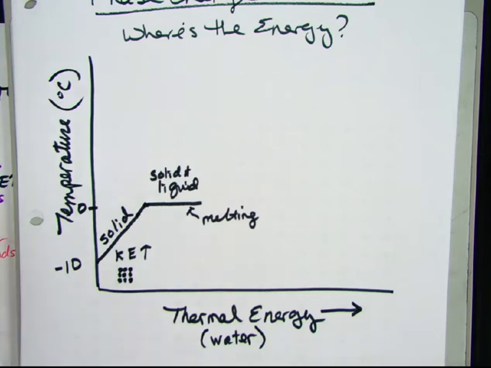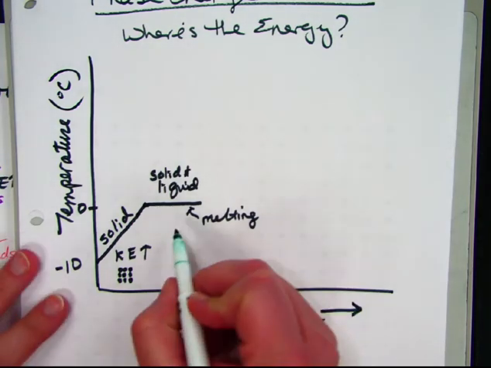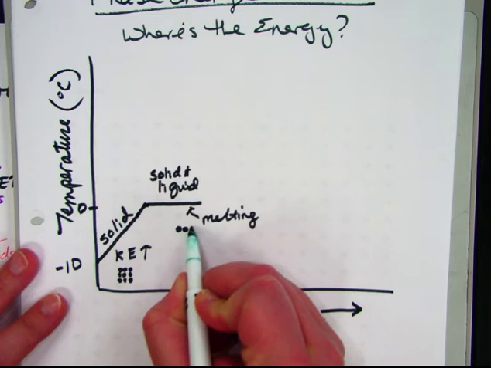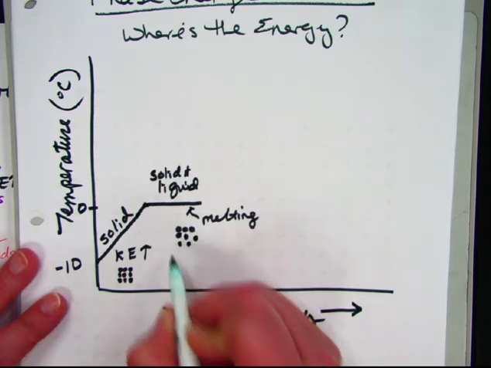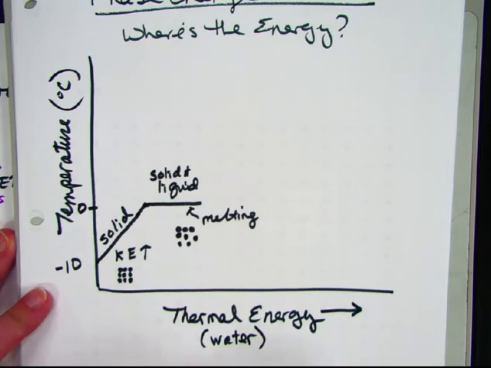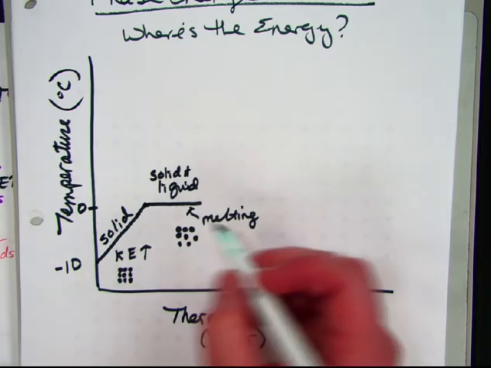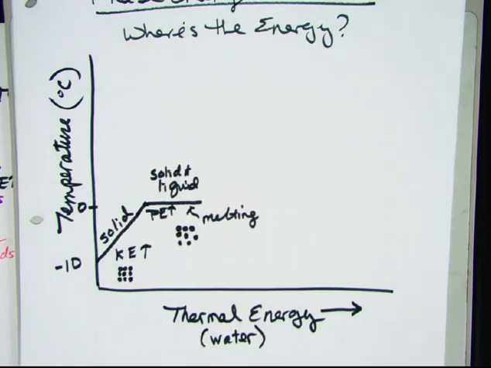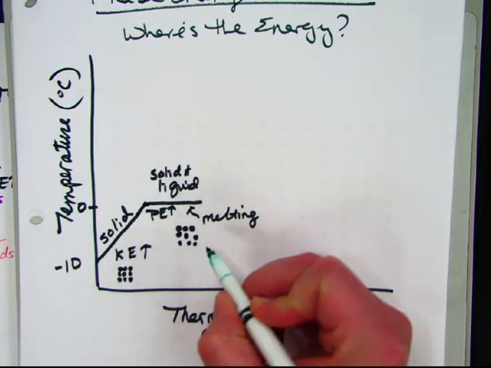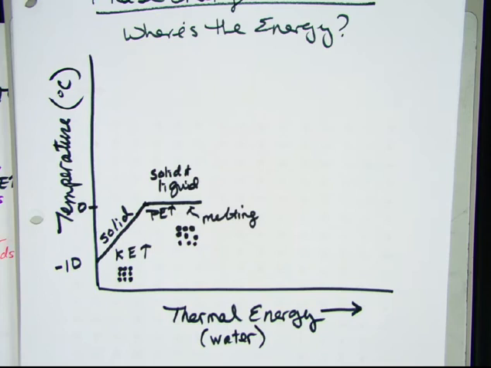So I've got my particles all in a solid, and they're starting to move, but they're still staying in that solid. When I get to this point, now my solid particles are starting to lose that structure. They're starting to lose that crystal structure, and it takes potential energy to do that. My potential energy is going up. I'm not changing the kinetic energy. They're still moving just as fast as they were before, but now they're starting to break out of that crystal structure, and it takes energy to do that.